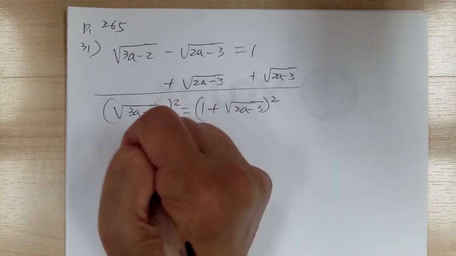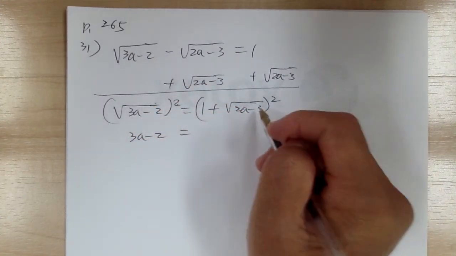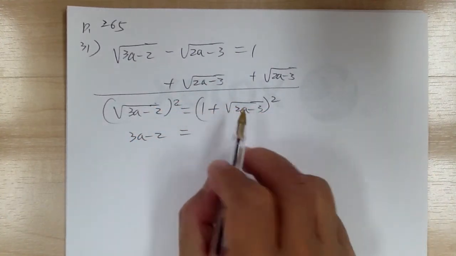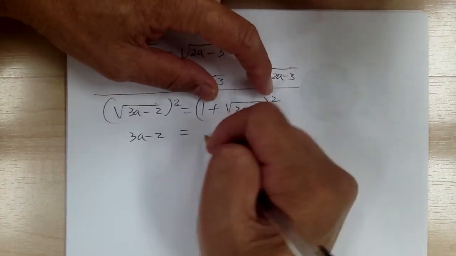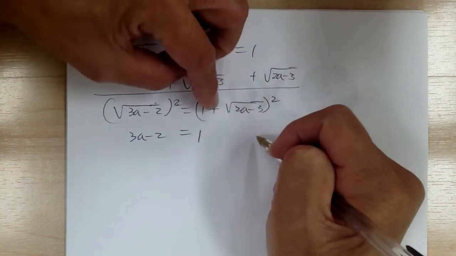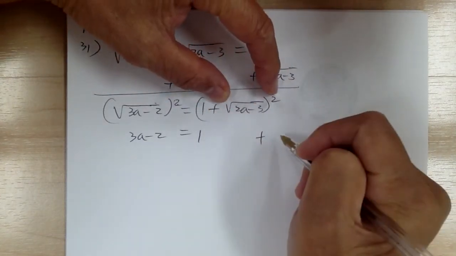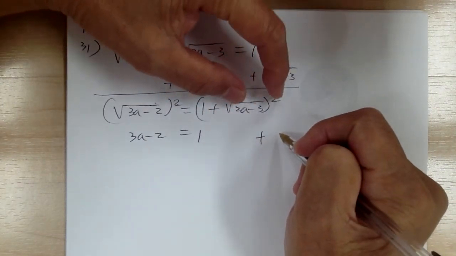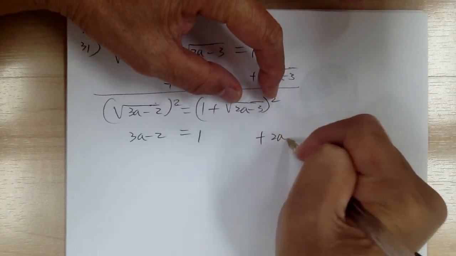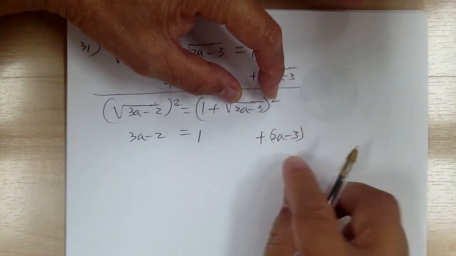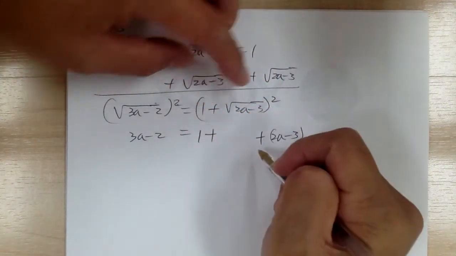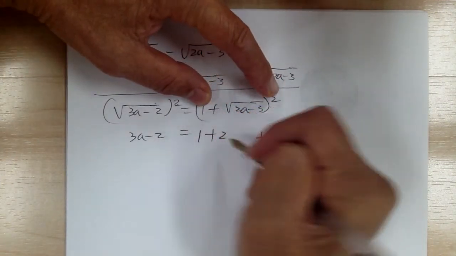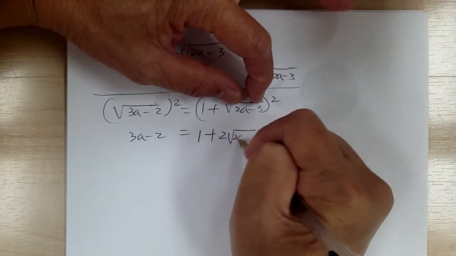So square and square root cancel out. Now this one, again, there are 2 terms inside here, so you need to use your perfect square technique. So 1 squared is 1, plus, and this one squared gives you 2a minus 3. I'm going to put in the parentheses so you know where this came from. In the middle term, the sign is plus, the number is 2 times 1 is 2, and the variable part is 2a minus 3.